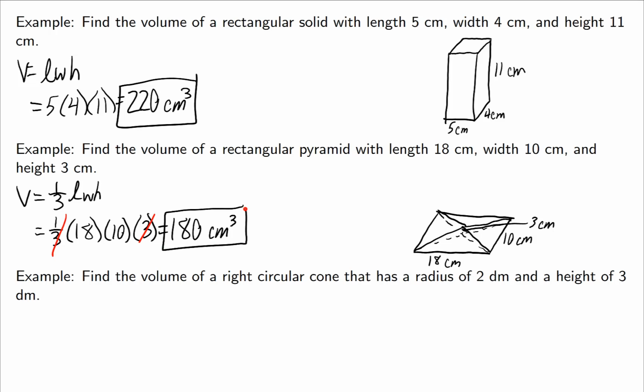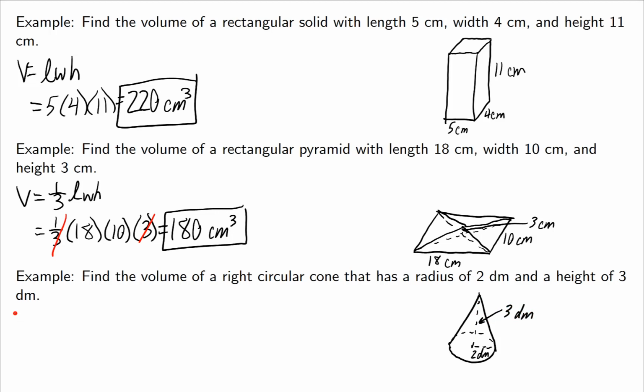Next one. Find the volume of a right circular cone that has a radius of 2, that's actually decimeters there, and a height of 3 decimeters. When we draw a cone, it has a circular base, but from perspective it looks more elliptical. And I draw the dashed in the back. And then we come up, and now let's fill in our measurements. The radius is 2 decimeters, and the height is 3 decimeters.